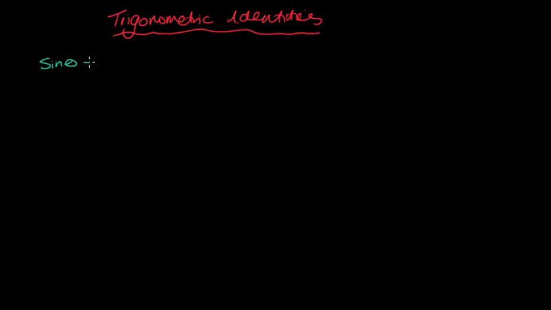So we know sine theta equals opposite over hypotenuse. Now these are simply ratios, they're not identities so much. Cos theta equals adjacent over hypotenuse, and tan theta equals opposite over adjacent. So they're referring back to the sides of a right angled triangle.